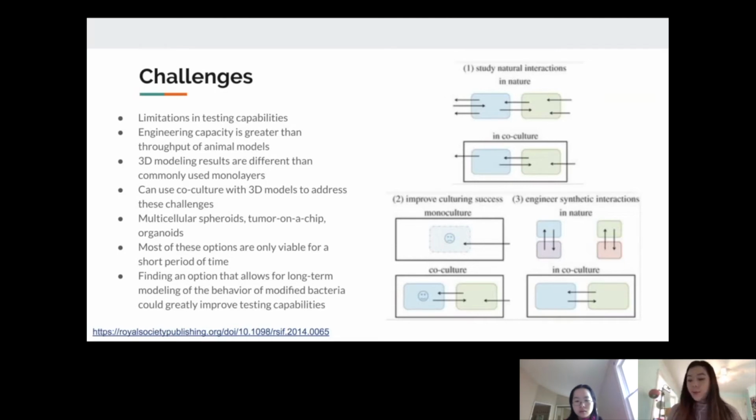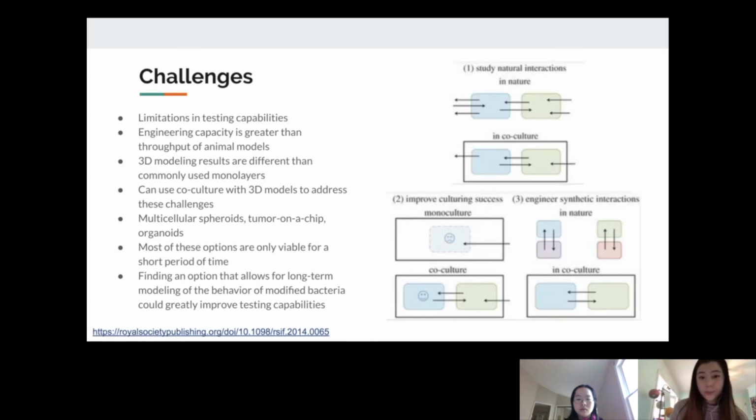So how can we improve this then? There are some available 3D models. Some of them are multicellular spheroids, tumor cylindroids, tumor on a chip, and organoids, which my particular lab uses. They can effectively produce spatial orientation that mimics what you would see in the body, but they in general have low throughput and are only viable for short periods of time. Designing a 3D system that has a high throughput and allows for long-term analysis of bacterial circuit dynamics would greatly improve the testing process, and is a solution that is proposed in this review paper.